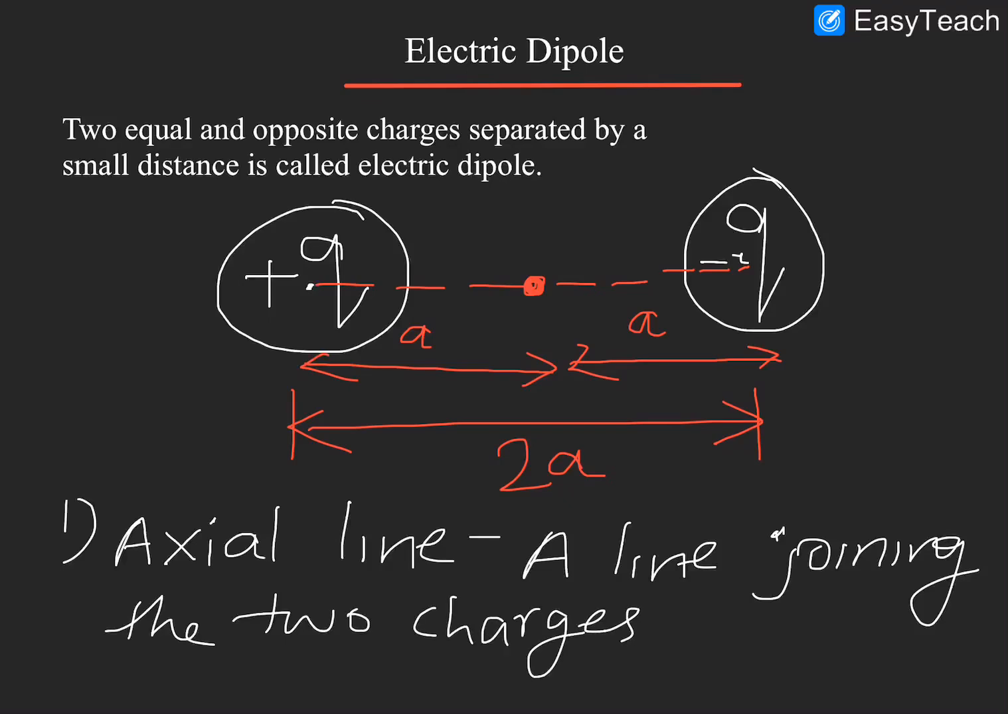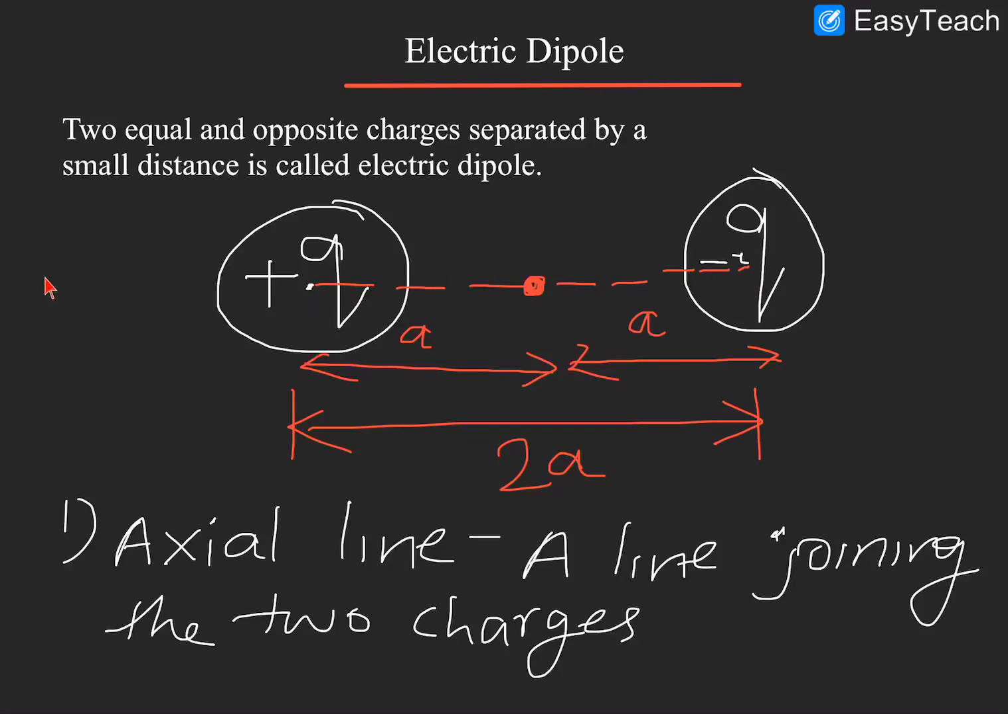So in the figure, if you check, you can see two charges are there. One charge is here, another charge is here. These two charges are separated by some small distance. That's why it is called a dipole. Now you can see a line. This line actually joins the two charges. You can see it starts from here, it is moving here, so that it is joining both the charges. So this line is called axial line.